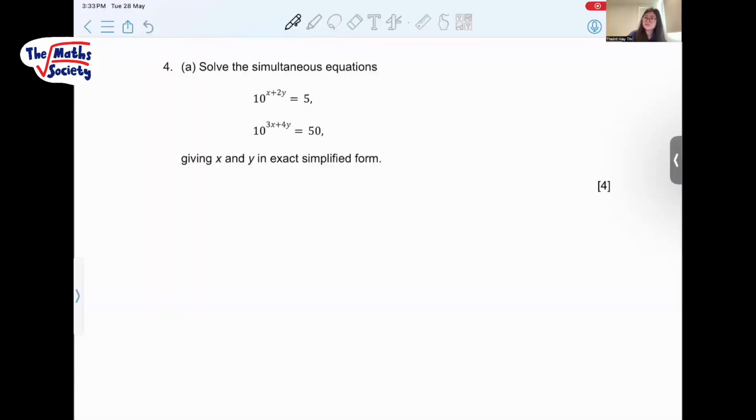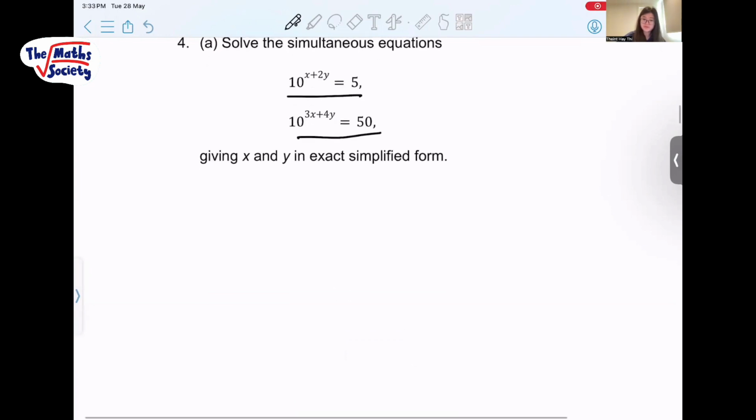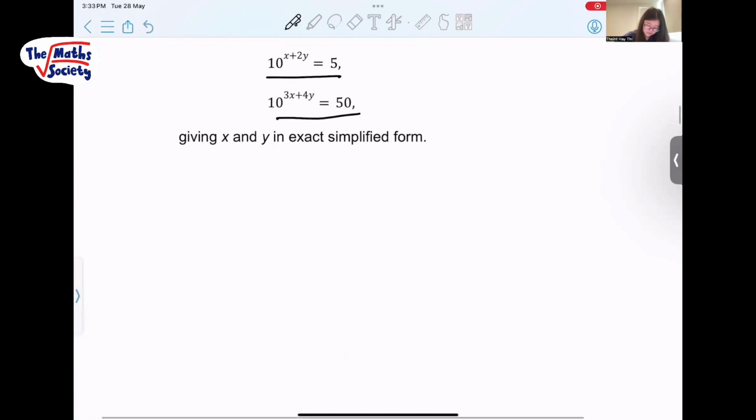Yep, so now let's do number 4. So we need to solve the simultaneous equations. This gives you 10 power x plus 2y equal to 5 and 10 power 3x plus 4y equal to 50. So firstly, we can just write x plus 2y, and we'll take log for 5, so it'll be like LG5. And then you'll have 3x plus 4y, and then you take the same thing as LG50.